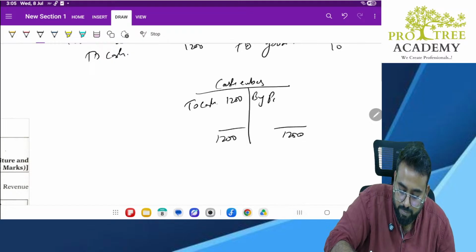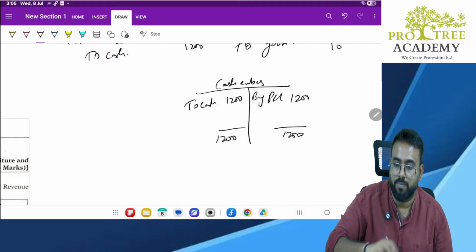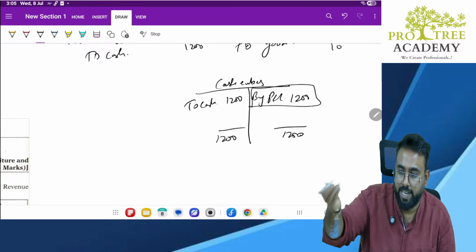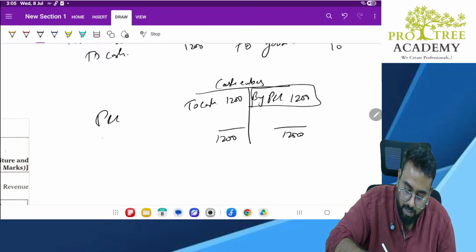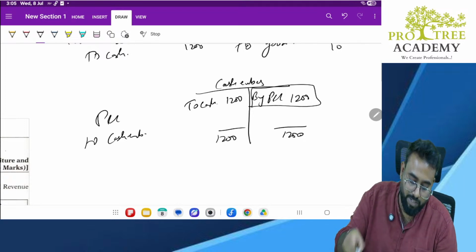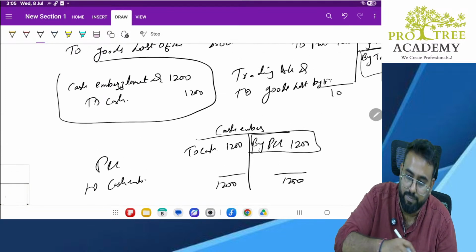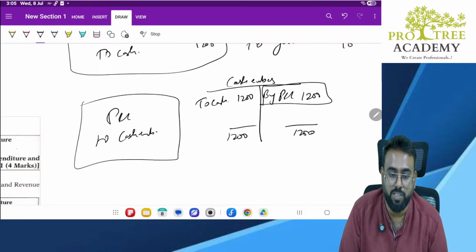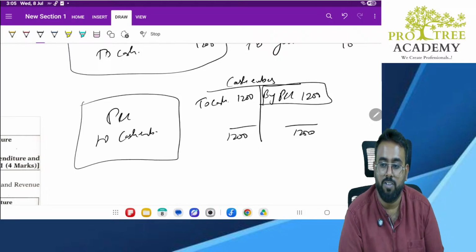By... clear? Now this is your P&L entry. The second entry. Now it will be P&L to cash embezzlement. First you have to record this entry. Then it will come as this entry. Okay. In your solution they have directly given second entry. Which one is correct, sir?